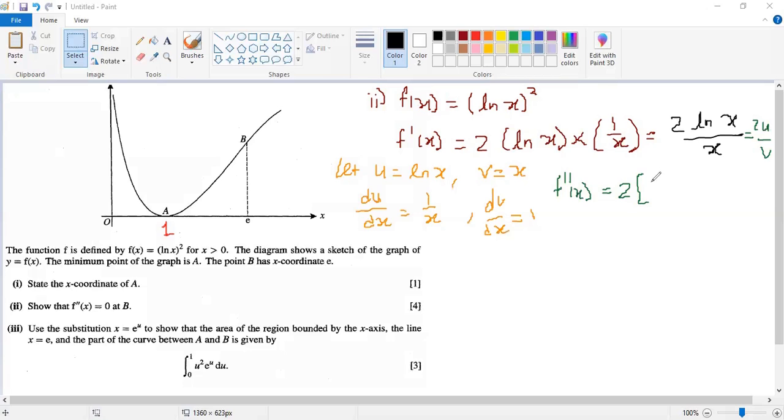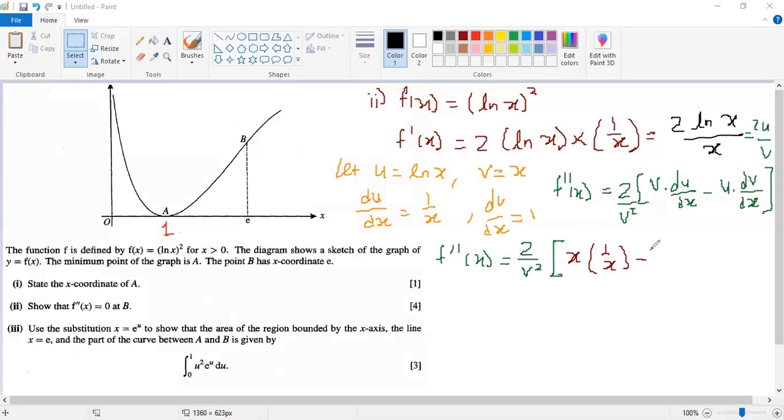Okay, so then we do v du/dx minus u dv/dx, whole thing over v squared. The v squared part, I'm just going to write outside here. The reason being, we just want to show that it's going to be 0, so the v squared part is not really necessary for showing 0. So the focus is on the numerator, where v becomes x. So du/dx is 1 over x, minus u, just copy, ln x, dv/dx is 1. So we want to show that this becomes 0.